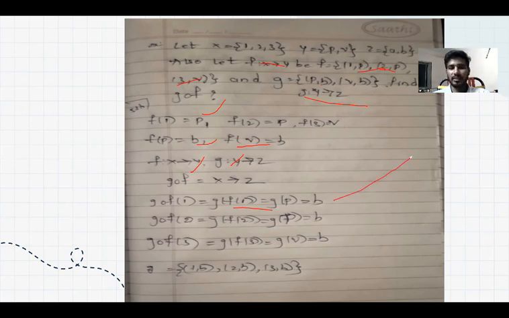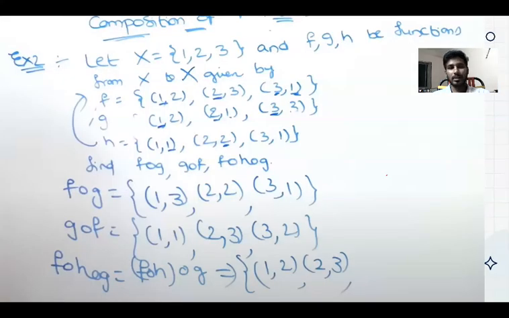So here is the g circle f relation. Like this, these three are solved and g circle f equals (1, b), (2, b), (3, b), which is the relation. Here is the problem, and it is another problem.